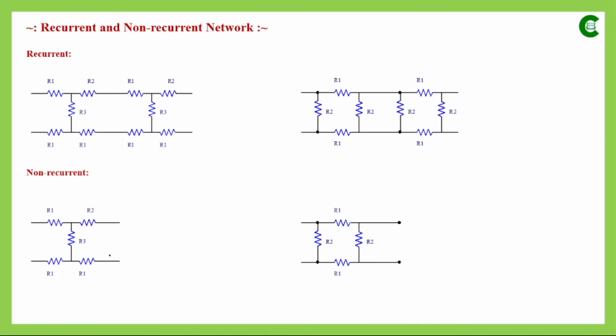But whether it is a balanced T or pi network, we have only one structure in that network. So this is a non-recurrent network.